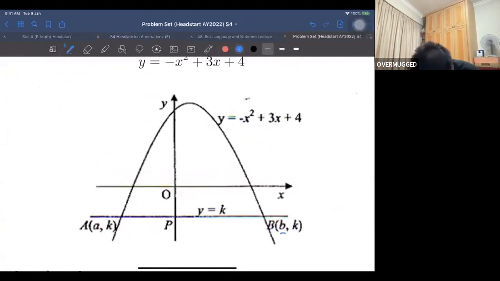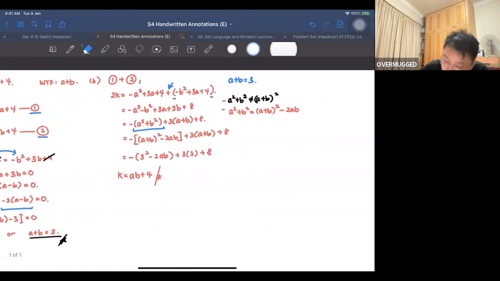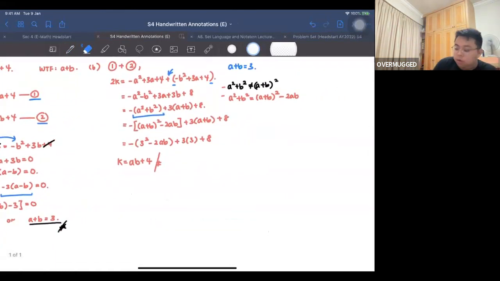One is obviously positive, one is obviously negative. This is the reason why a and b cannot be equal. So you need to reject that particular solution, or else there's no way you can get the answer out. Okay, so that's the reason why. And this is part B.